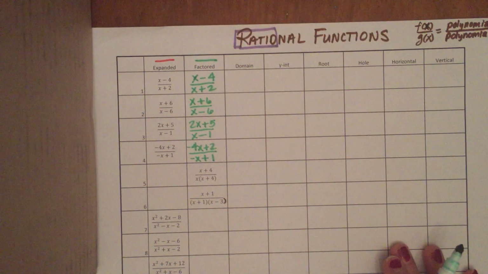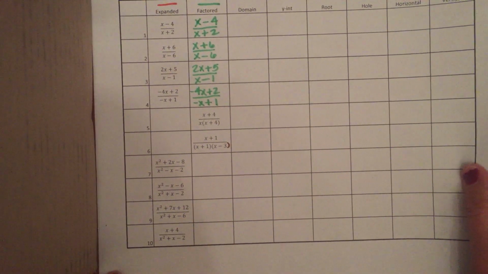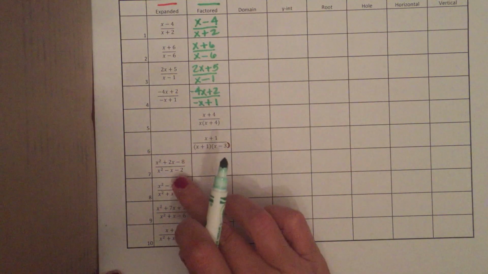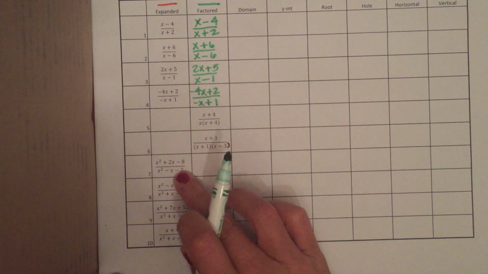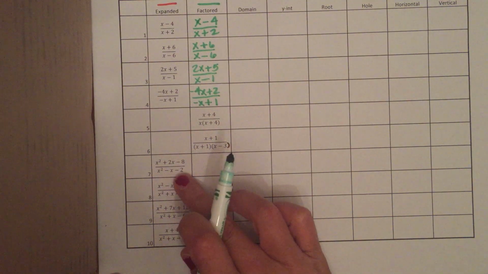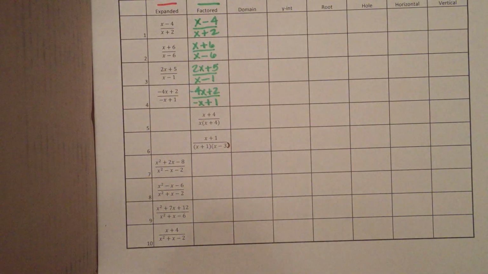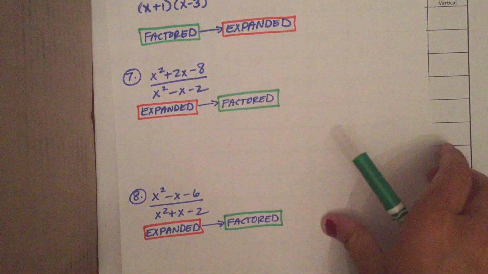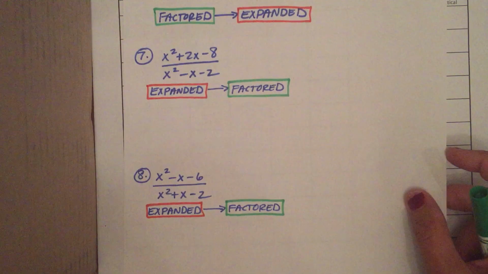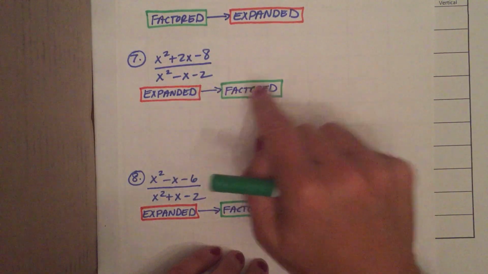So let's look at some of these on the bottom that are a little bit more complex, and let's do some converting here. So I have x squared plus 2x minus 8 over x squared minus x minus 2, and I want to convert that to factored. So that's number 7. I've written number 7 out so we can see a little bit more clearly. It's right here. This is number 7. And we're going to convert this from expanded to factored.